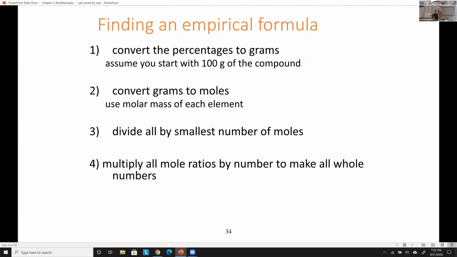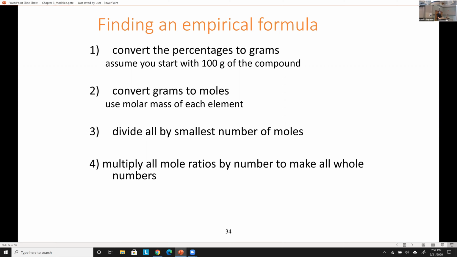So if the random sample is 50% hydrogen, 50% carbon, you can turn that into 50 grams of hydrogen, 50 grams of carbon, and pretend it's a 100-gram sample. This is just to make it simpler for you when you do step 2, which is converting those new gram values into moles, which we know how to do. We can convert those by dividing by the molar mass of those elements.